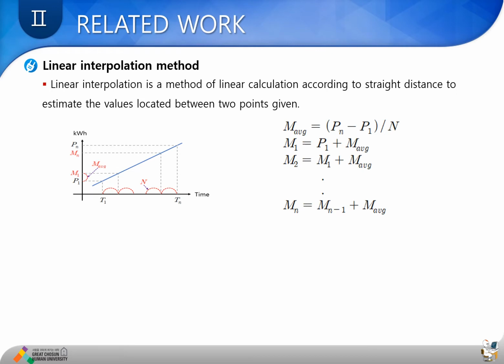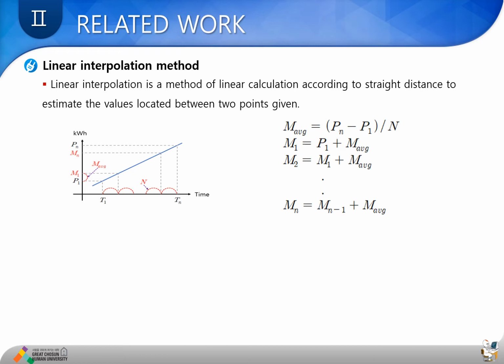This page is related work. First, linear interpolation method. Linear interpolation is a method of linear calculation according to straight distance to estimate the values located between 2 points given.